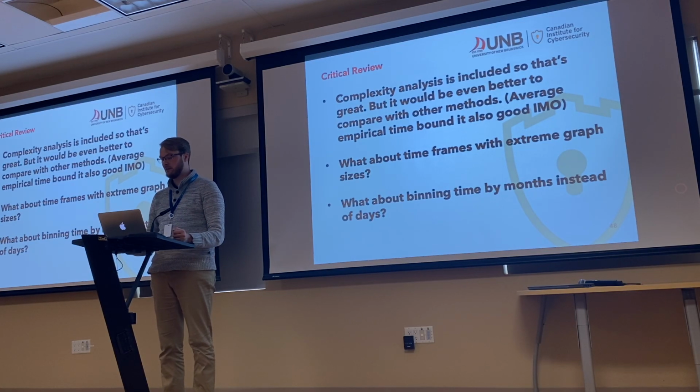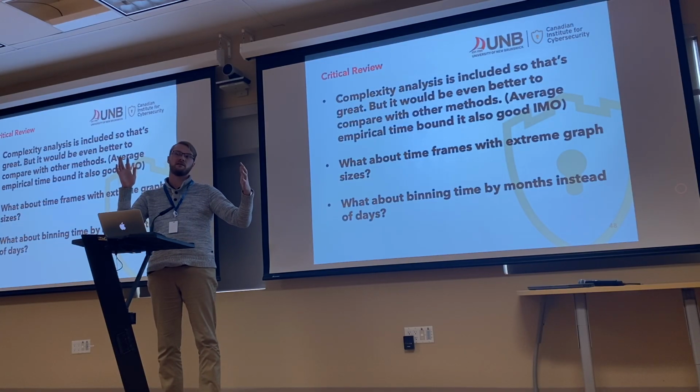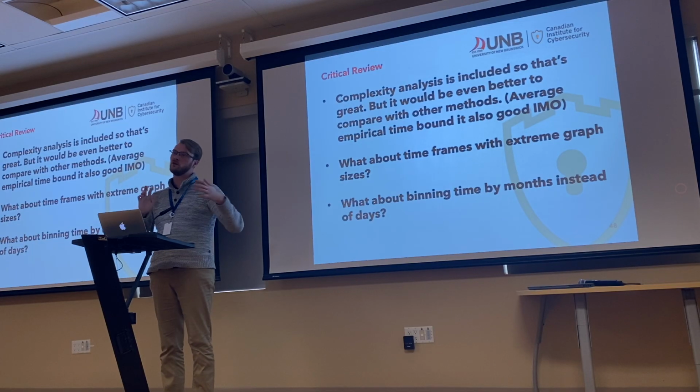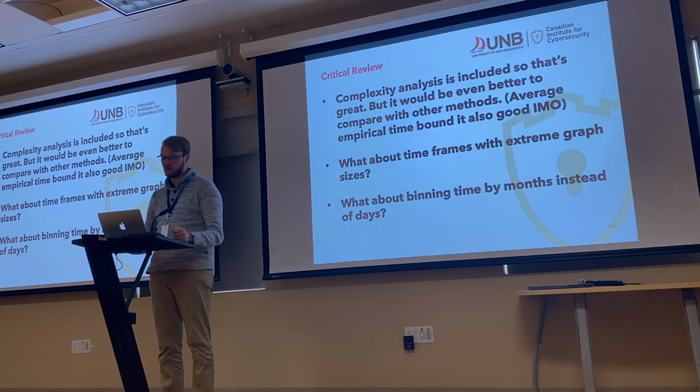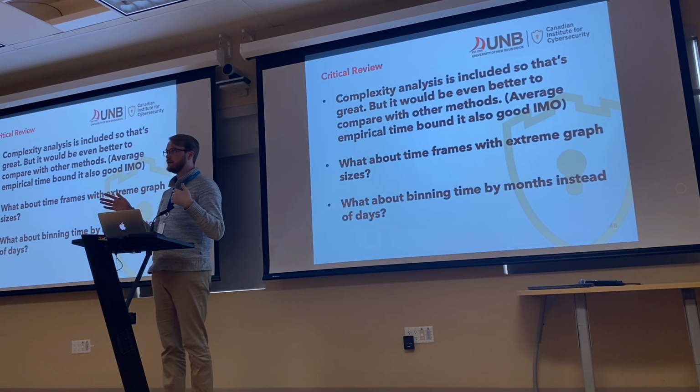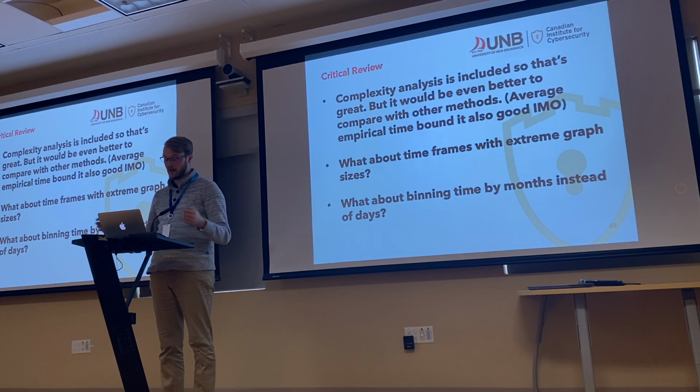Some questions I would have would be, what about the time frames with extreme graph sizes? Maybe there's some time step where lots of entities suddenly arrive and there's suddenly lots of relations, or maybe there's none at all. What do we do in those kinds of scenarios? And then what about binning the time by months instead of by days, so you get a wider view on what the relations might have been up to a certain point?